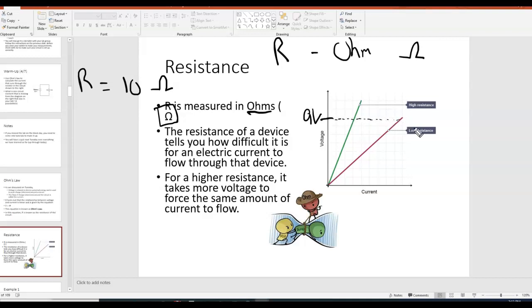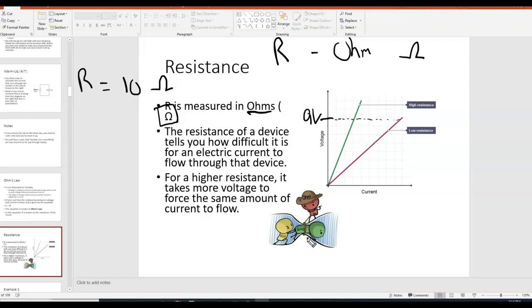And for 9 volts, we get way more current on a low resistance device than we do with a high resistance device. Okay, and so again, resistance is basically a measure of how easy or difficult it is for current to flow through a device. For a higher resistance, it takes more voltage to force the same amount of current to flow.